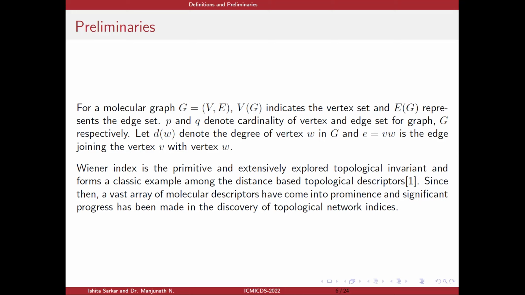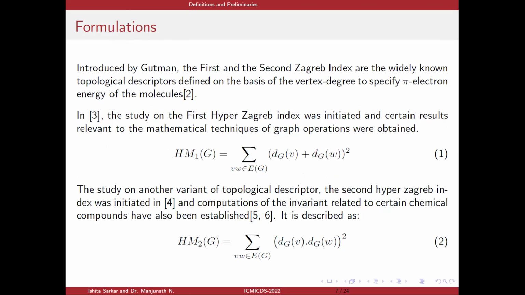With the introduction of this index, it bridged the gap between chemistry and graph theory, linking them together. It is well known for modeling the physical properties of alkanes. Since then, a vast array of molecular descriptors have come into prominence and significant progress has been made in the discovery of topological network indices. In the study of the Zagreb mathematical chemistry group, two terms appeared in the formulations while calculating the pi-electron energy of conjugated molecules.